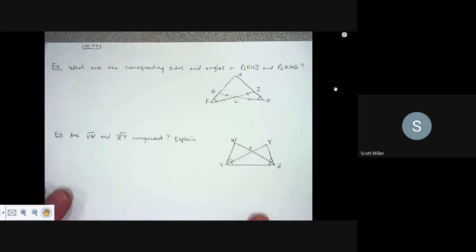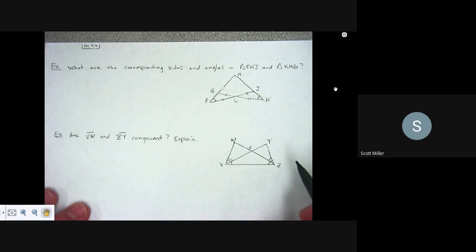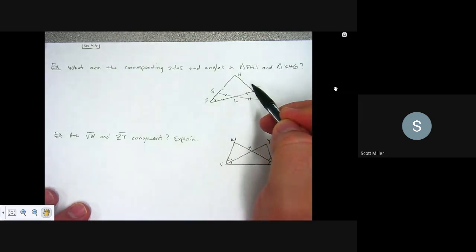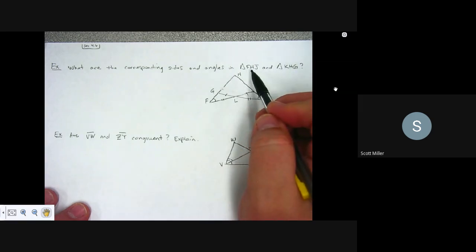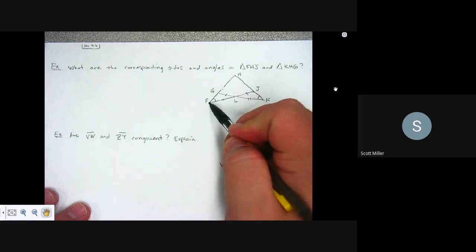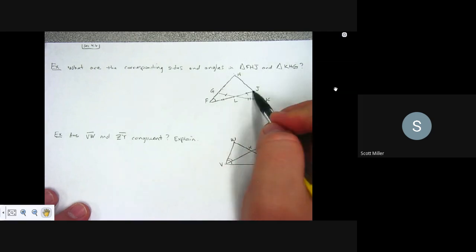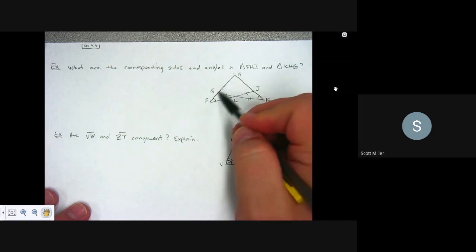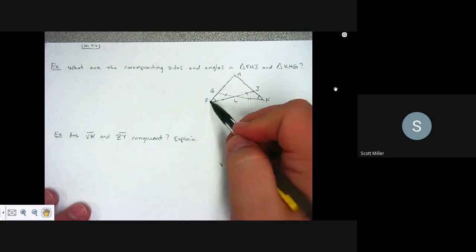So let's start with number 1 here. What are the corresponding sides and angles in these two triangles? Now remember, in the ordering of these things, we can look at this stuff. Sometimes, like I said, it might be beneficial to split things apart, but walk through the shape. So F, H, J. F to H to J. That triangle right there. This angle to this one over here. And then K, H, G. K, H, G. So we can see that that's the same ordering as this one was.